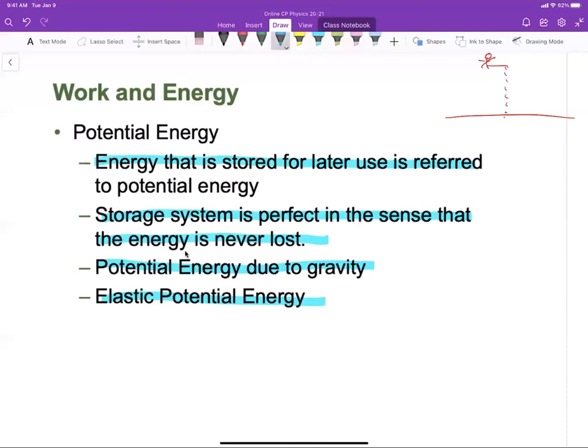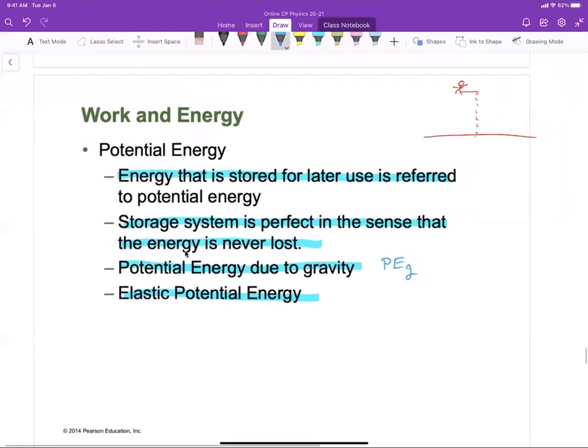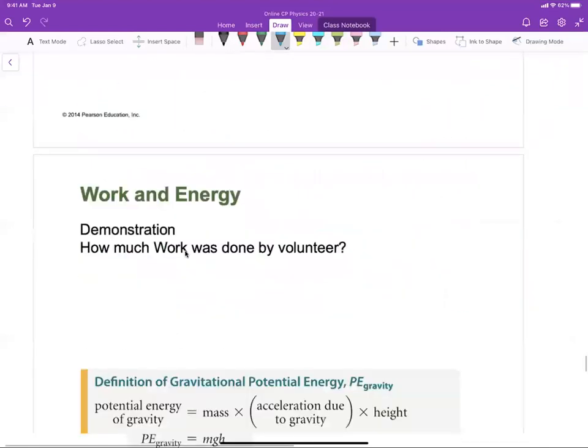So the two types of energies that we're going to learn about are the potential energy due to gravity, which is the type of energy the bungee jumper had at the very top, and elastic potential energy, which we'll learn about in terms of a spring, but that occurs as well in this video.